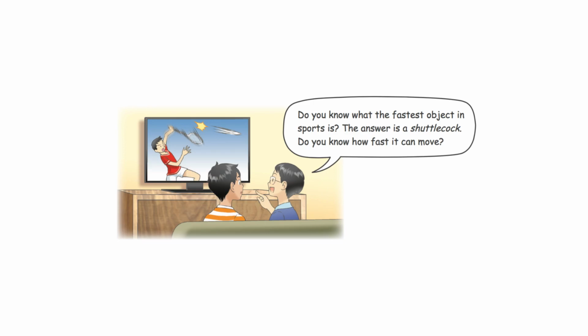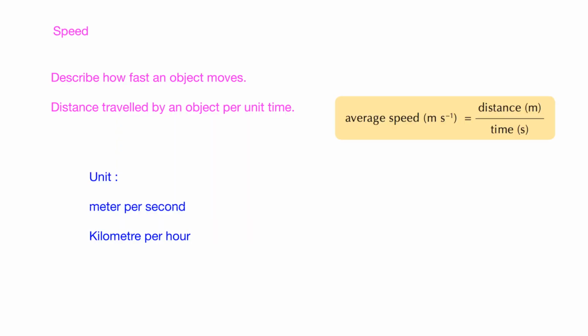So you may want to describe how fast the shuttlecock moves. At that time, we need to use the term speed to help us. Speed, like we have said, is used to describe how fast an object moves. Basically, it just describes the distance traveled by an object per unit time. Say, for example, at this point it would be 0 seconds. After 1 second, how fast does it move? Basically, for distance we can use the unit meter, and for time we can use the unit second.